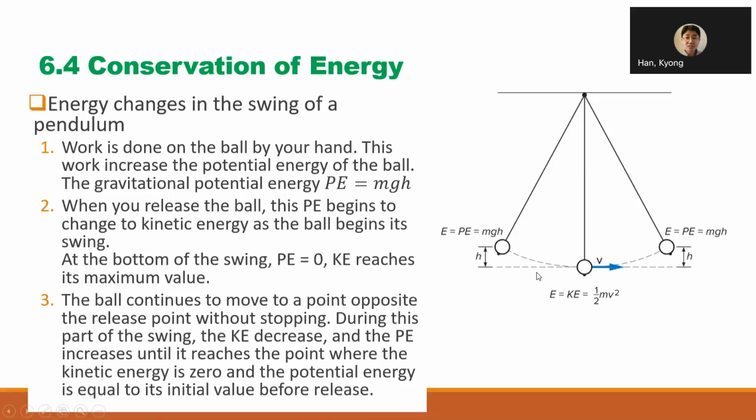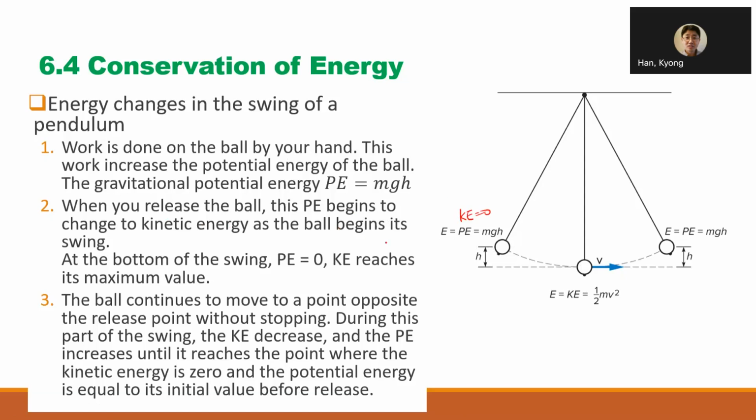Here's an exactly similar situation: energy changes in the swing of a pendulum. Work is done on the ball by your hand if you bring the ball to a little high place, then release. This work increases the potential energy of the ball. Gravitational potential energy is mgh. When you release the ball at the top point, the initial kinetic energy will be zero.